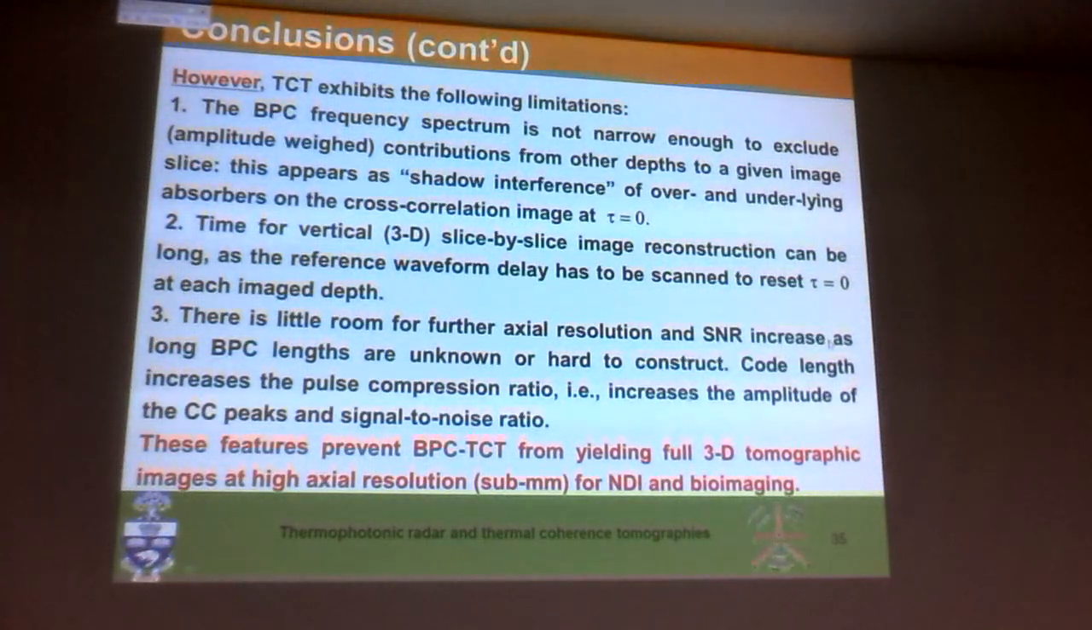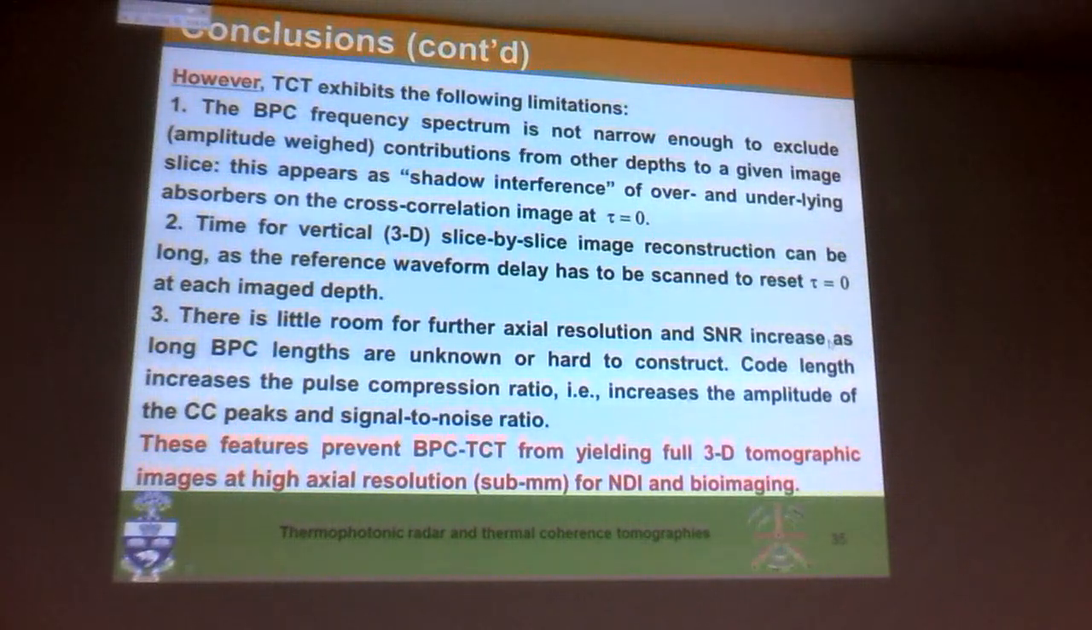So you want to be narrow enough to get the heat that's trapped only within a certain depth, but not from other depths, because that is going to introduce interferences. So there's a shadow effect there. Now, the time for the vertical 3D slice-by-slice image reconstruction can be long, because you have to move the time tau. So there's little room for further axial resolution, because binary codes are not known.